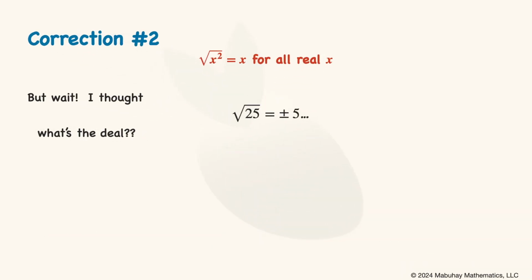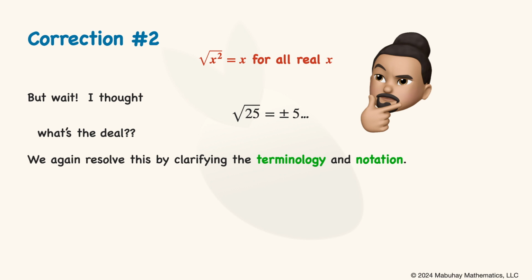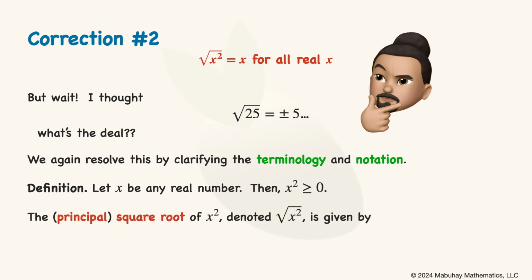But wait, I thought the square root of 25 was plus or minus 5, not just 5. What's the deal? Again, we need to clarify our terminology and notation so that we're on the same page. So let's actually define the square root of x squared. Let x be any real number, then I think we can agree that x squared is non-negative. But let me know if you have any doubts about that in the comments. We define the principal square root of x squared, which we denote using the usual root or radical sign, as the absolute value of x.